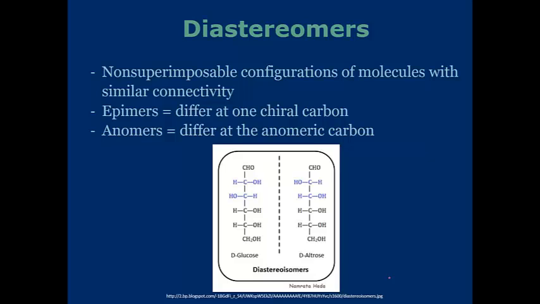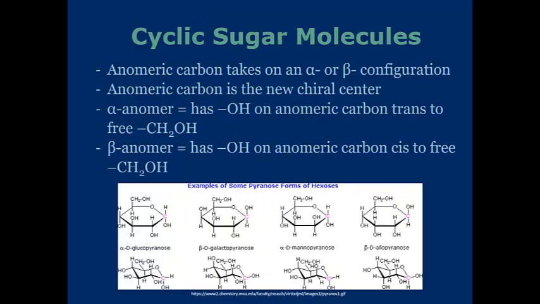If you are having difficulty remembering some of these isomerizations, refer back to the second lecture in the organic chemistry module. Oftentimes, you will see carbohydrates in rings. Anomeric carbons take on an alpha or beta configuration, and because of this, the anomeric carbon is the new chiral center. Alpha anomers have the OH on the anomeric carbon trans to the free methanol group, whereas the beta has it cis to the free methanol group. If you look, the highlighted carbon in the bottom picture is the anomeric carbon.